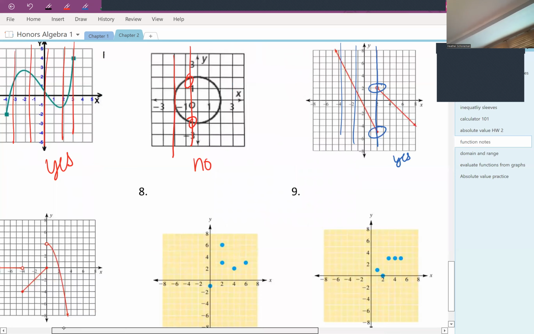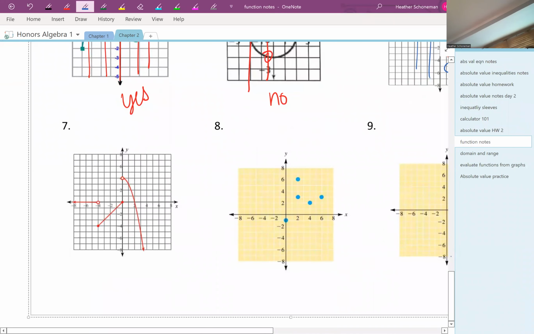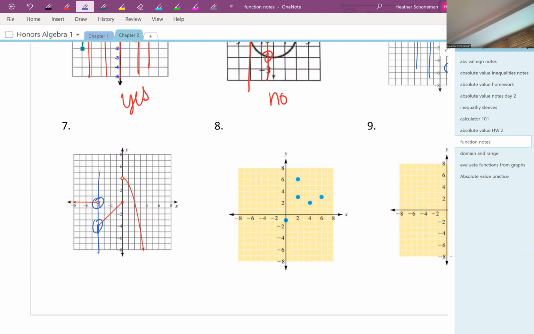Okay, on number 7, we have the same situation. I run that vertical line, but here it's not an issue because we have an open circle and a closed circle, which means it only occurs once. So that's okay. So yes, it's a function. Same thing over here. So we're good to go.